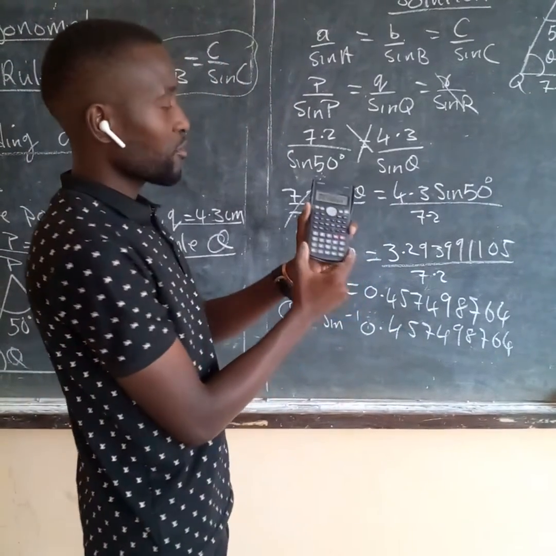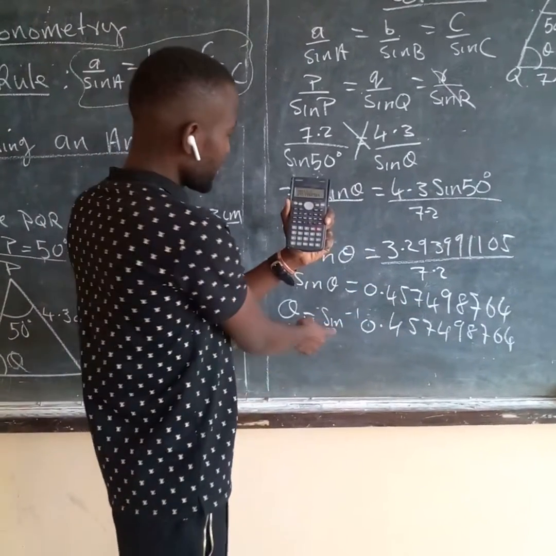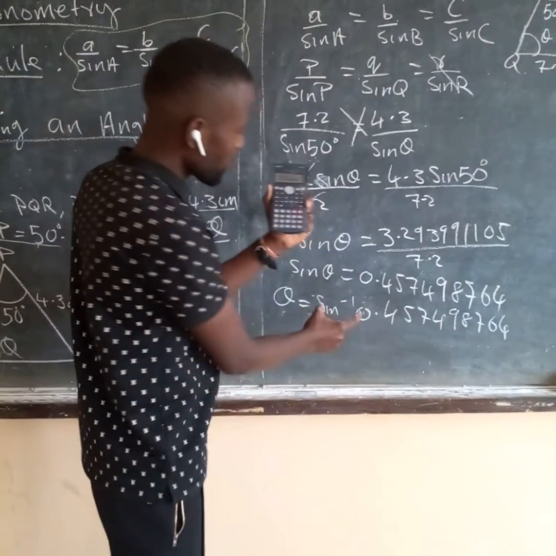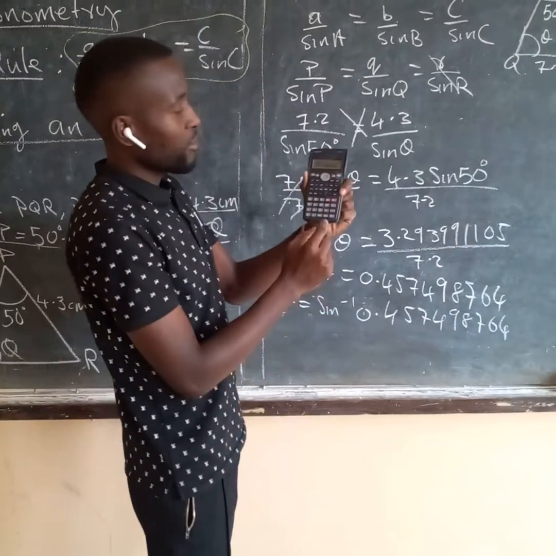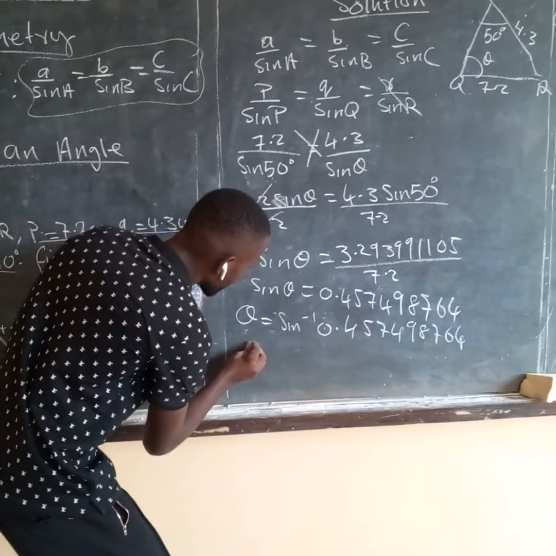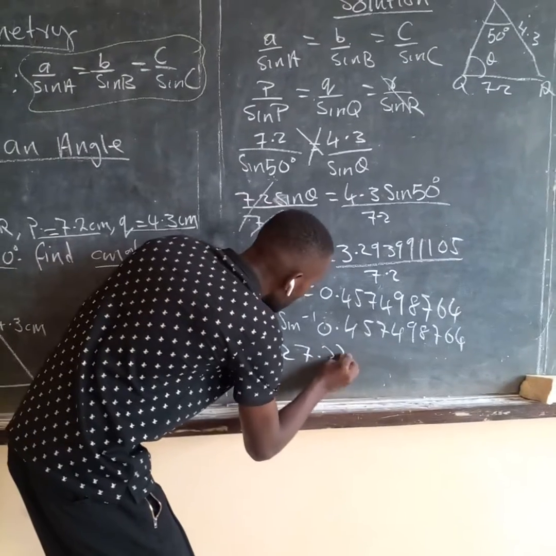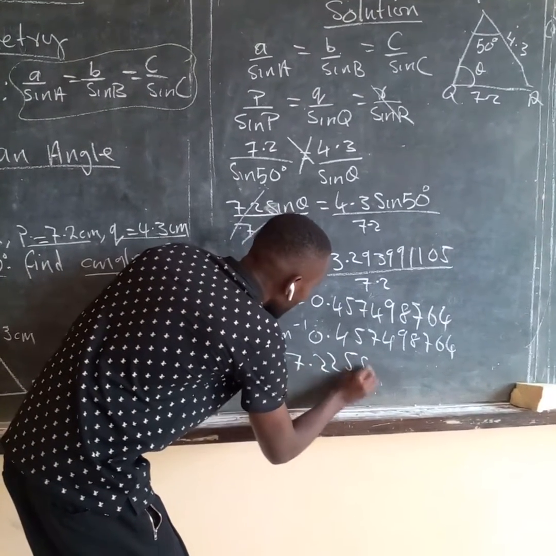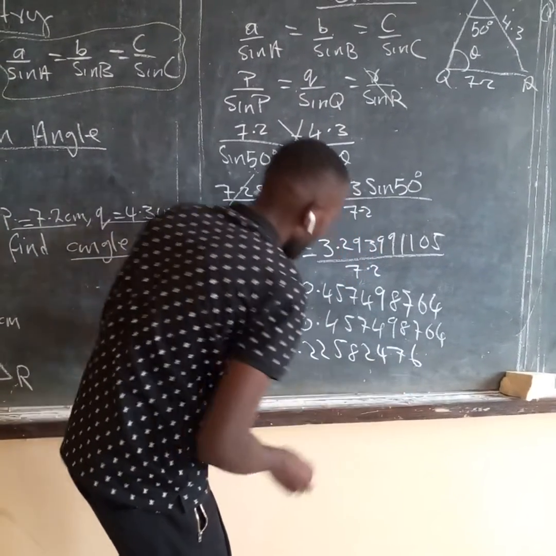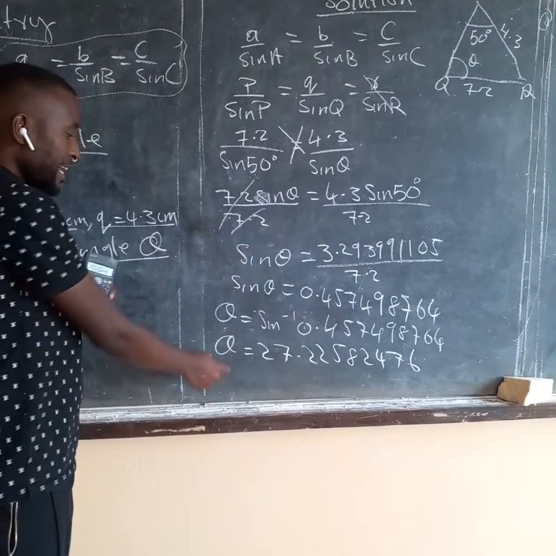So when you have your answer on your calculator like this, you just have to click on the shift button here, and then click sine, because there's a sine here. When you click sine there, therefore now we are going to have this symbol which is here. Therefore now we are going to say equal to, and we are going to get your angle to be 27. So I say theta is equal to 27.2258247.